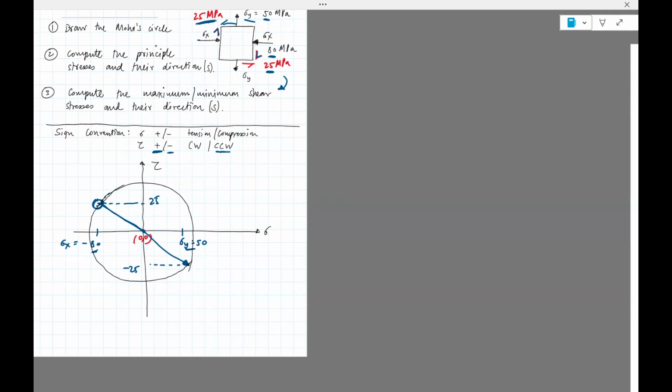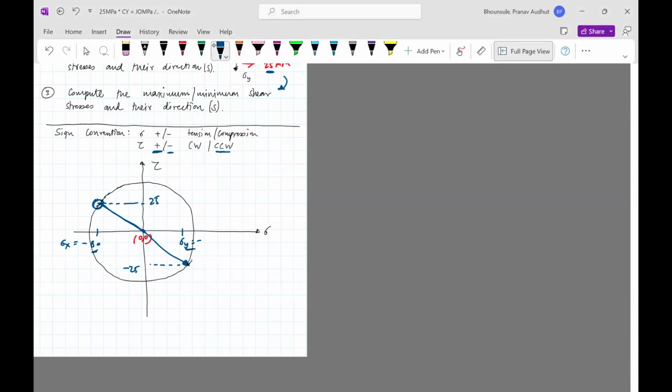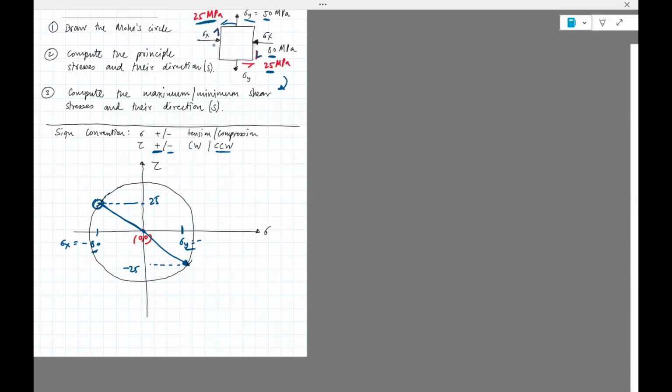Professor, is the circle touching 80 and 50, or is it a little further from 80 or 50? It's not passing through 50 and 80. It's not, right? No. This is where 50 is. This is where minus 80 is. And so it won't pass through either of those.